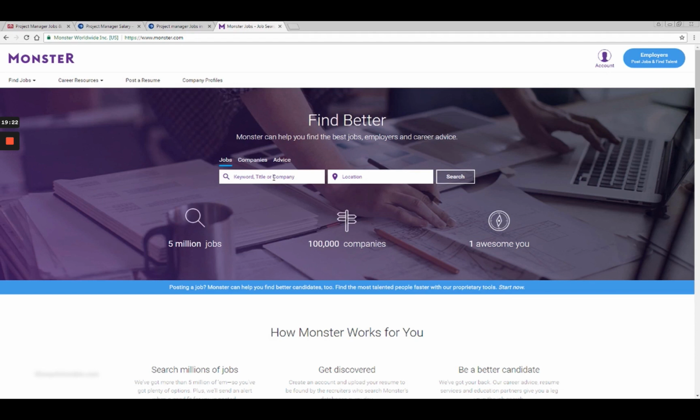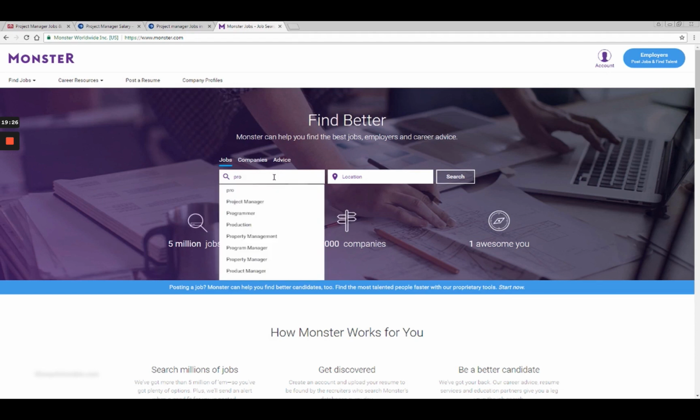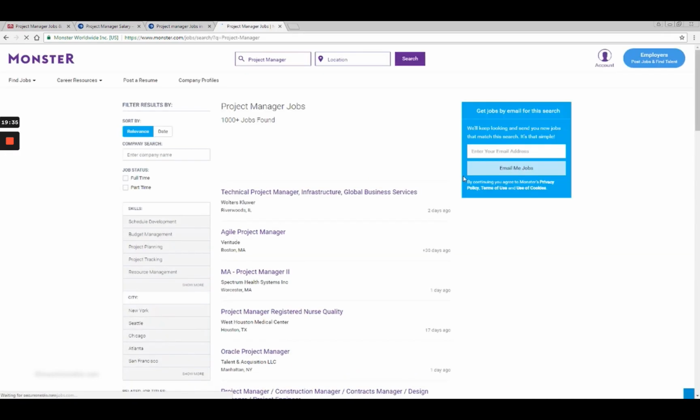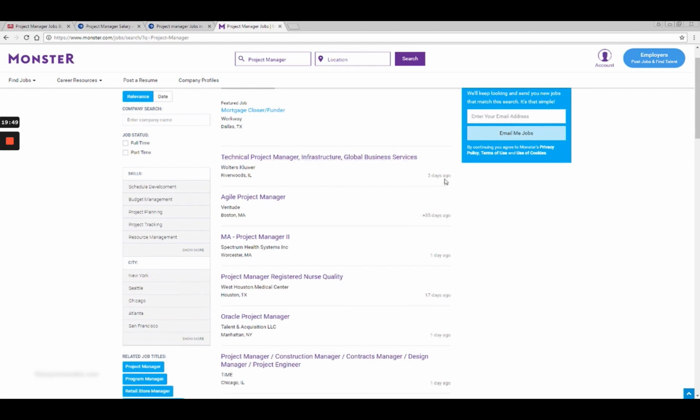So let's enter the same thing that we entered before. Project manager. Okay, here it's coming up. Project manager, and I want to see what comes up. So check this out. This site is telling us there are over 1,000 jobs for project managers. And I can see below that there are a lot that are really recent, 2 days ago, 1 day ago, 1 day ago.